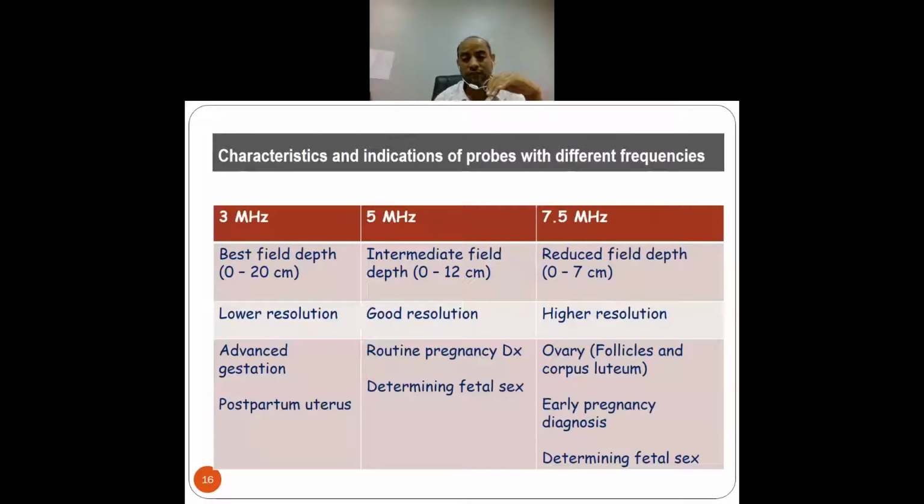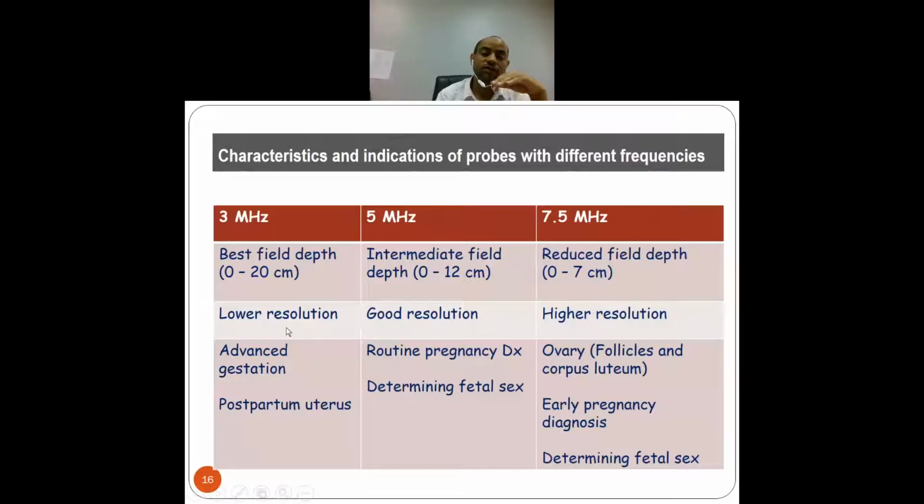If you increase the frequency, the depth is getting shallower and shallower, meaning it's becoming shorter and shorter. So for 5 megahertz, for example, you will have an intermediate field depth, which is up to a maximum of 12 centimeters depth. And if you increase the frequency to 7.5, then the depth reduces to a maximum of 7 centimeters. So you have to keep this in mind when you are choosing a given frequency for a particular organ system to be scanned. All right, so you have to consider the anatomical location of that organ, how far it is located.